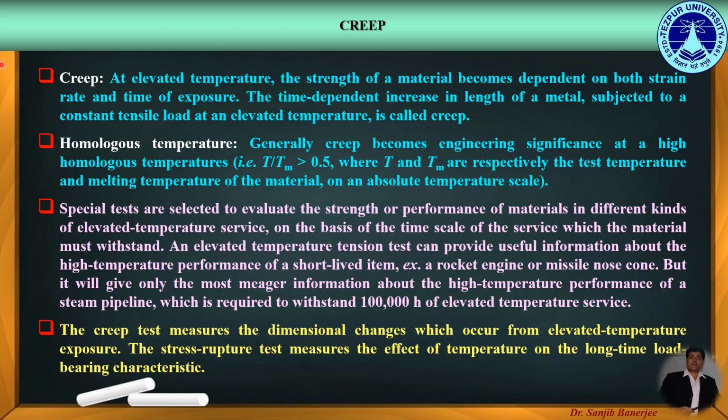Now, let us come to the homologous temperature. A strong time dependence of strength becomes important in different materials at different temperatures. What is high temperature for one material may not be so high for another. To compensate for this, temperature often is expressed as a homologous temperature, which is the ratio of the test temperature to the melting temperature on an absolute temperature scale. Generally, creep becomes of engineering significance at a homologous temperature greater than 0.5.